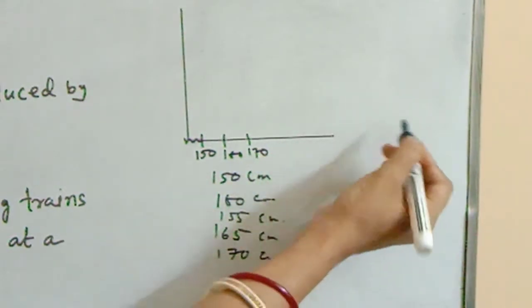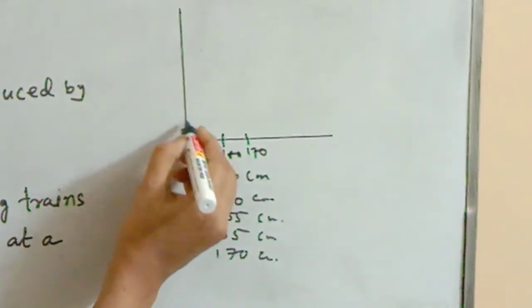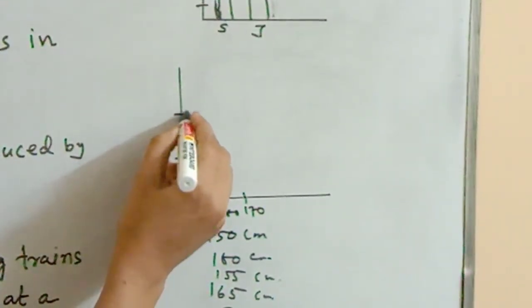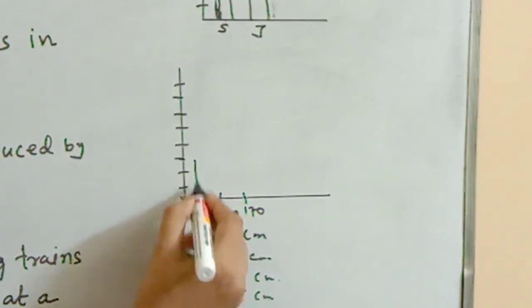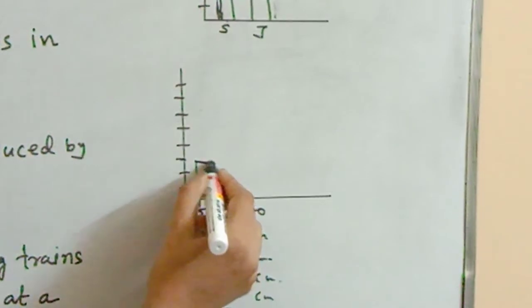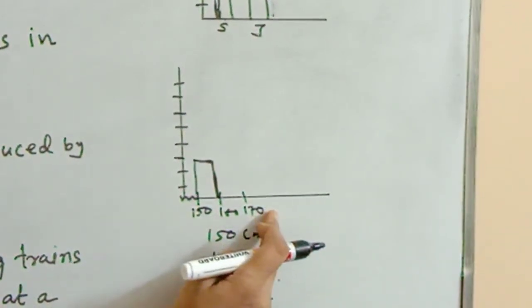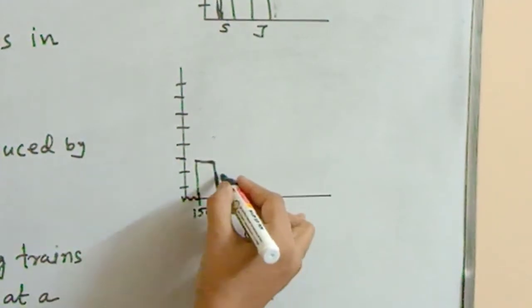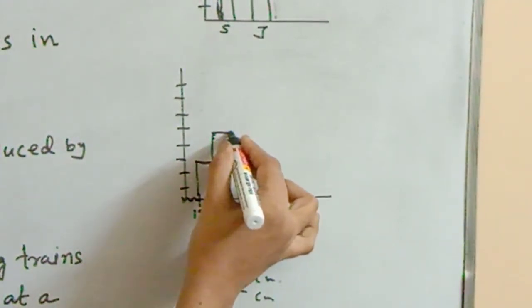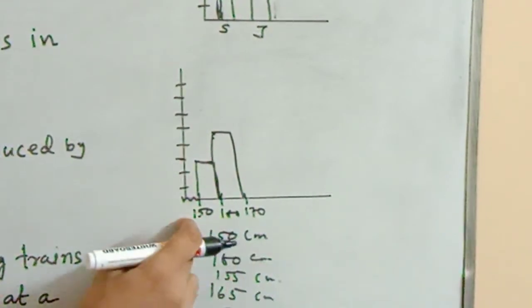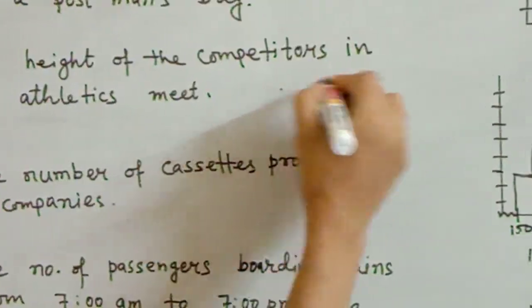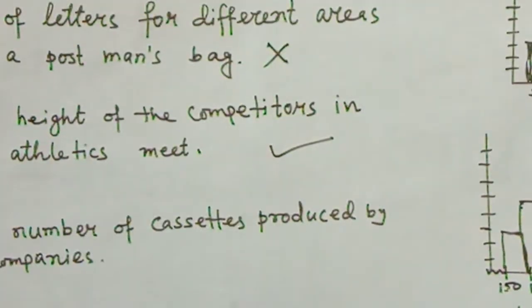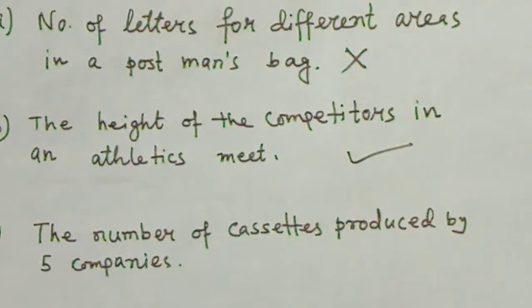In this way you can take the height, and as the height is given here, say in this y-axis. So 150 to 160, how many athletes are there? Say this much. Then the next height will start from 160 to 170. Say it is slightly more. So can you see that we can represent this information, the height of the competitors in an athletics meet? Yes, you can use a histogram, but the previous one you are not able to use a histogram. Come to the next one.